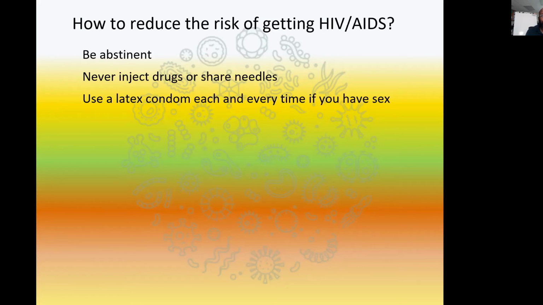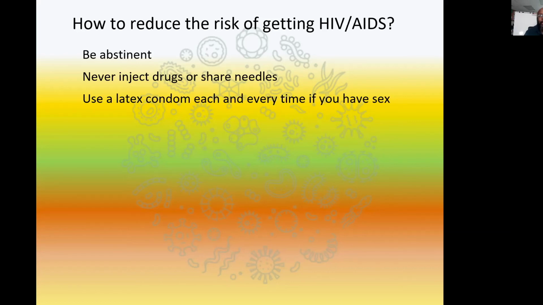Like, no, it's still possible, but very, very less likely than if you're not using anything at all. So you want to use a latex condom every time. If you are allergic to latex, there are polyurethane condoms that you can get, or polyisoprene condoms as well. So make sure that you are protecting yourself. Even if someone says they have a latex allergy, there are alternatives. So make sure you're paying attention to that.